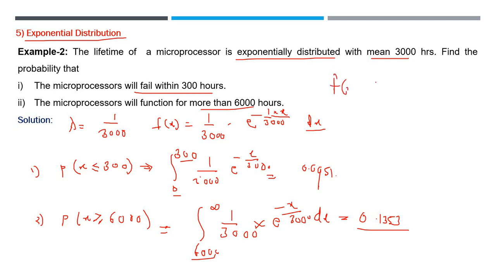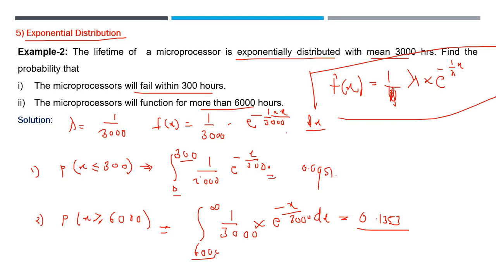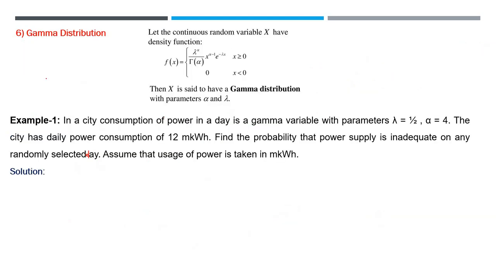The formula is f(x) is equal to 1 upon lambda, where lambda is equal to 1 upon mean, multiplied by e raised to power minus 1 upon lambda x. So this is the formula for calculation of the exponential distribution. Another distribution that comes in the series of probability distributions is the gamma distribution.